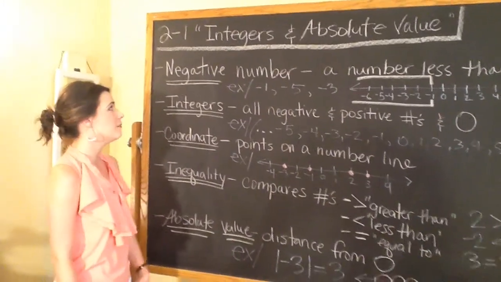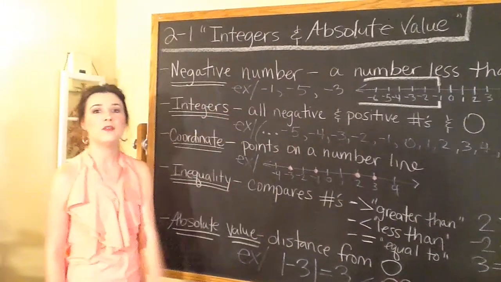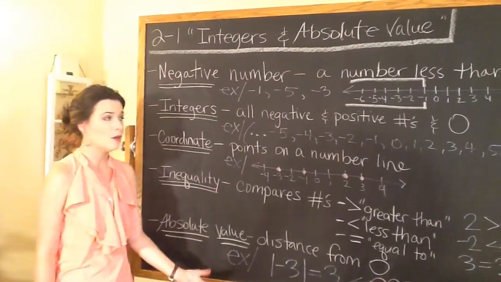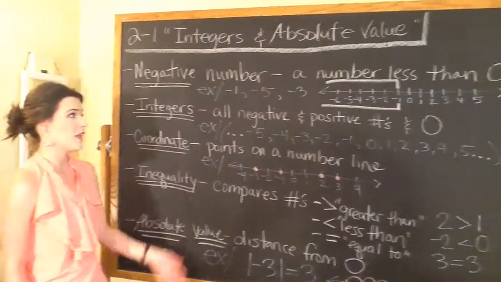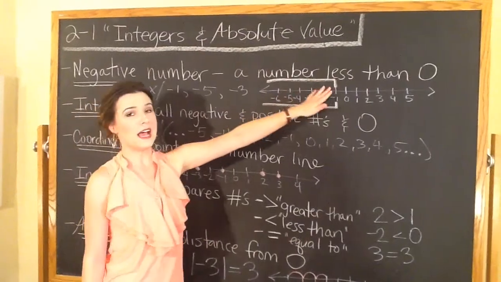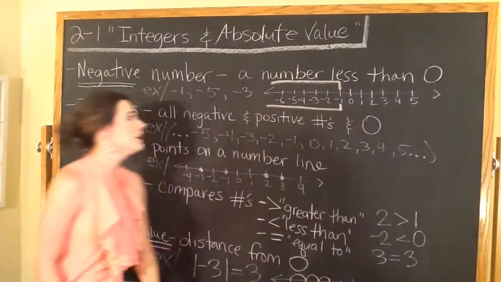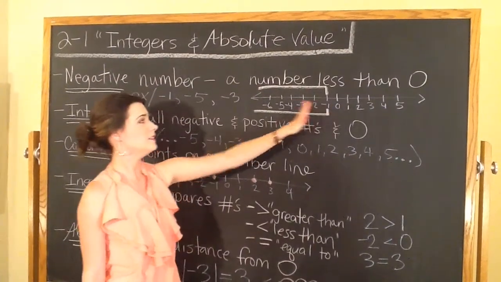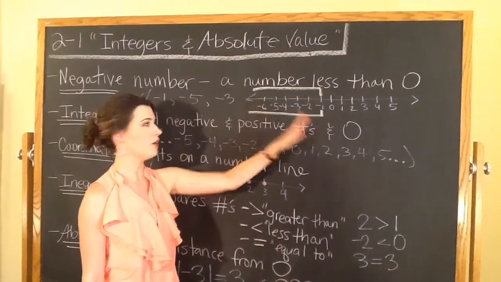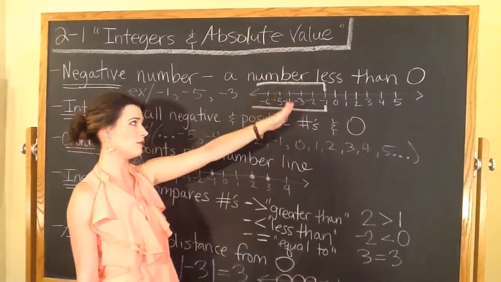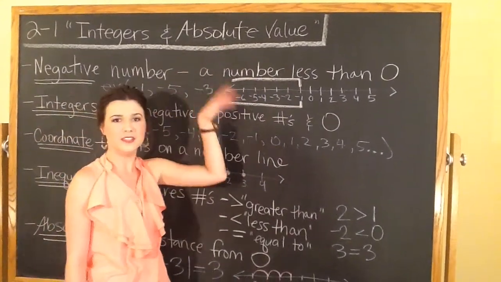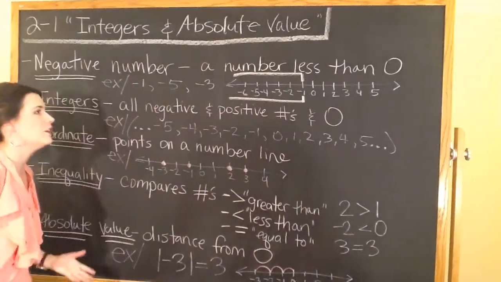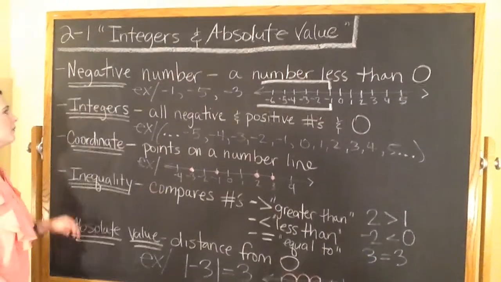The first term is a negative number, which is something you've probably heard of already. But what is a negative number? A negative number is a number less than 0. So if you picture a number line, it's all of the numbers before 0, so anything to the left of 0. So -1, -2, -3, -4, -5, -6, so on and so forth. All those numbers are negative numbers because they're less than 0.